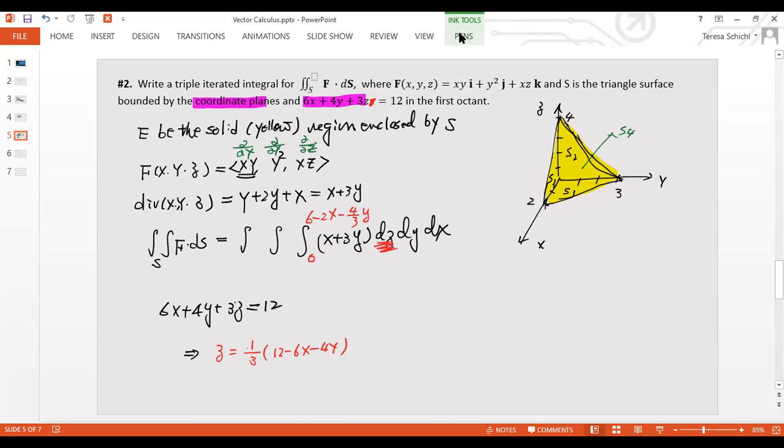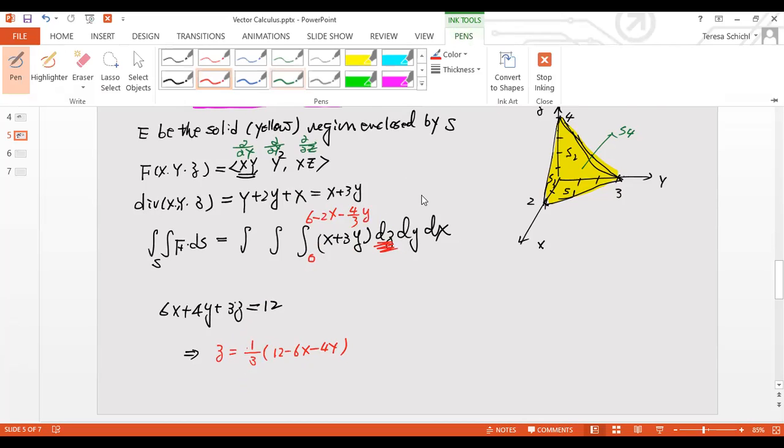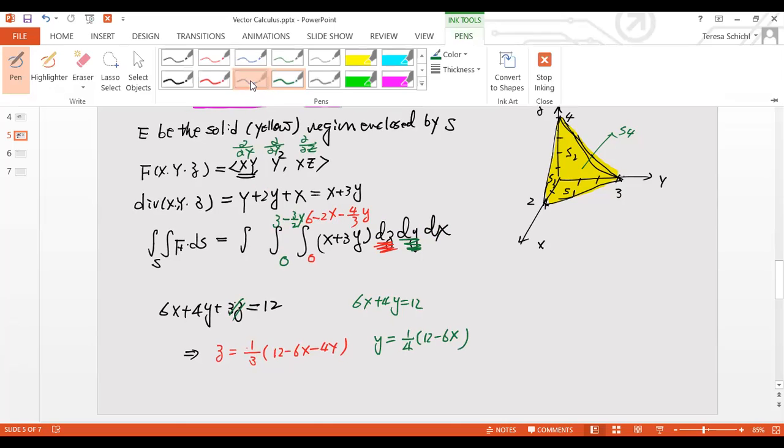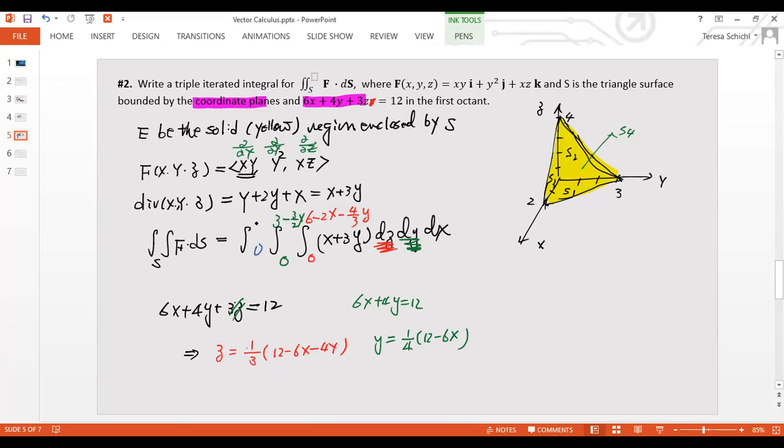Correct? Okay, so now after that, you want to integrate dy. In here the z is already done. So you have 6x plus 4y equal to 12. Then y is equal to 1/4 of 12 minus 6x, right? So for dy, you integrate from 0 to where? 3 minus 3/2 x here, right? Afterward, you just integrate dx. So what is dx? x is from 0 to 2, right?